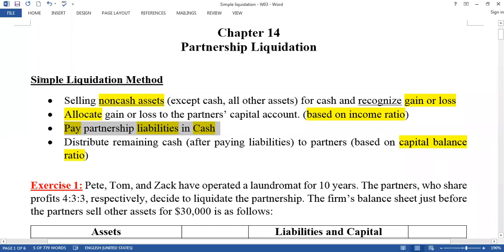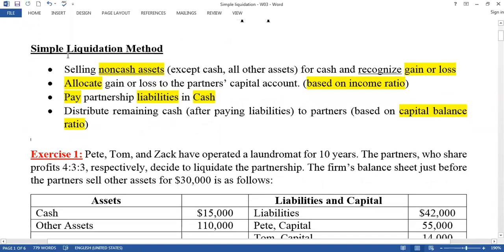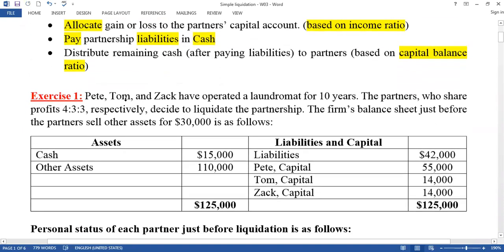Okay, but the real business world is not so simple like that. So we'll learn another method later on called the installment method. Maybe next class we'll learn this. So let's see how to handle the simple liquidation. Read this question.